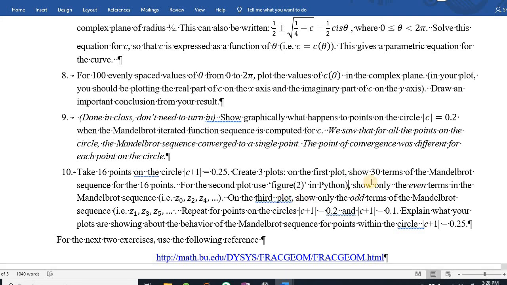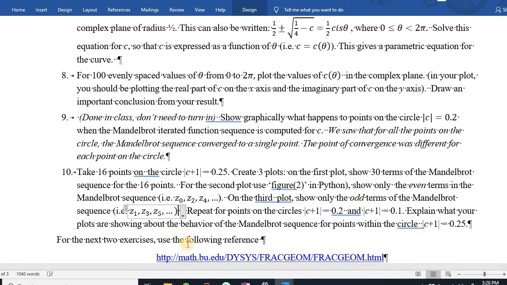And then you should show only the even terms in the sequence. So you're not going to show all of them, just half of them. And then on the third plot, show only the odd terms of the sequence. All right, so you'll get 3 plots for this circle.